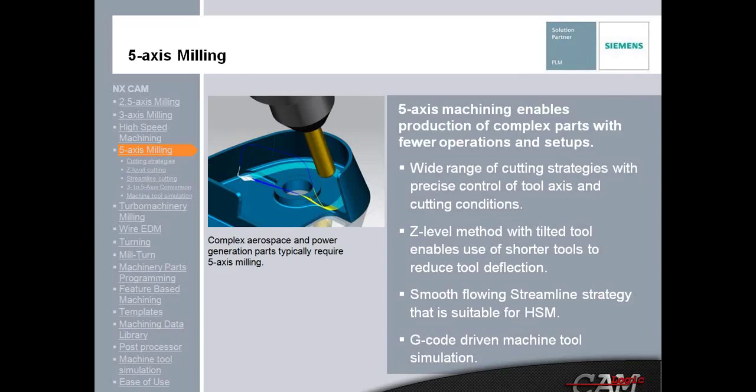So let's chat a little bit about the 5-axis milling that NX-CAM provides. 5-axis machining enables production of complex parts with fewer operations and setups. NX provides a wide range of cutting strategies and precise control of the tool axis, with some great Z-level methods with automatic tilting capabilities, and the new convert 3-axis to 5-axis works extremely well with Z-level machining. The streamline that we've discussed in the 3-axis realm can also be applied in the 5-axis arena. And where we set ourselves apart a little bit from the competition is our G-code driven machine tool simulation, which we'll discuss here in a little bit.